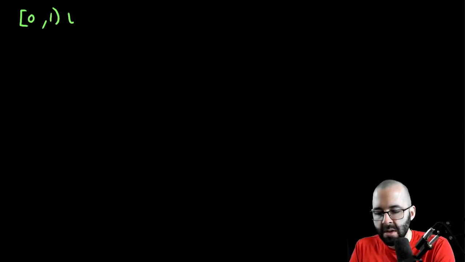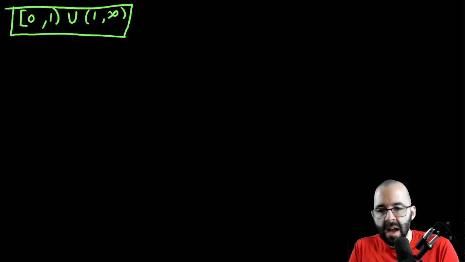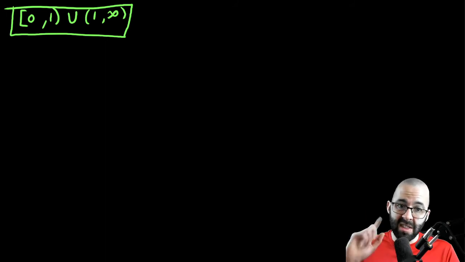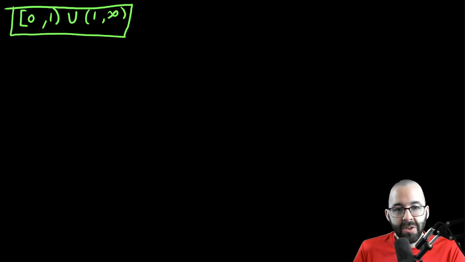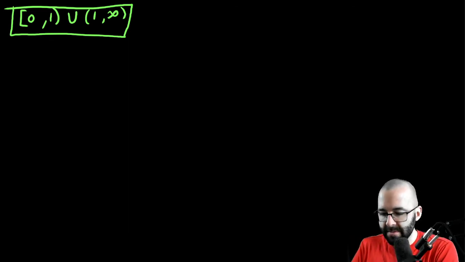0 up to 1, union 1 up to infinity. And that's set intersections. And we're going to use that when we talk about the domain of these new functions, f plus g, f minus g, f times g, etc.